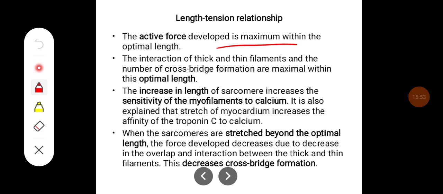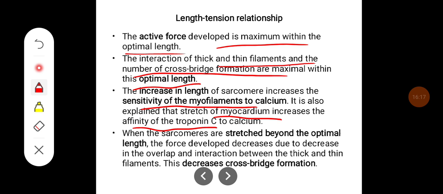The active force developed is maximum within the optimum length. The interaction of thick and thin filaments and the number of cross bridge formations are maximal within the optimal length. The increase in the length of sarcomere increases the sensitivity of the myofilaments to calcium. It is also explained that stretch of myocardium increases the affinity of troponin C to calcium. When the sarcomeres are stretched beyond the optimal length, the force developed decreases due to the decrease in the overlap and interaction between thick and thin filaments. This decreases the cross bridge formation.